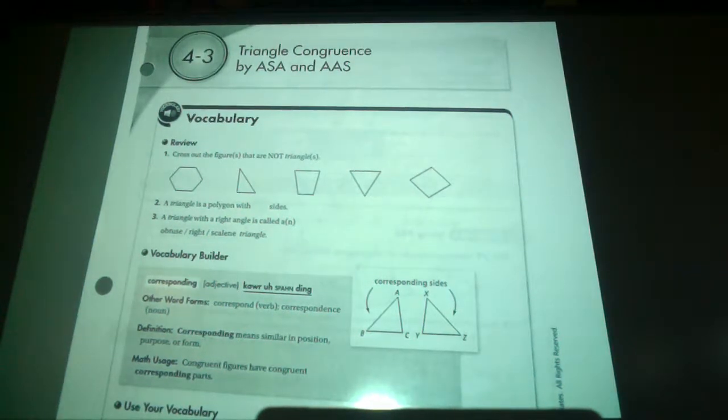All right, so we're going to look at two other ways to prove triangles congruent today, ASA and AAS. So there are only four methods: SSS, SAS, AAS, and ASA. The only one that doesn't work is SSA, which is that bad word spelled backwards. That's the only combination that doesn't work.